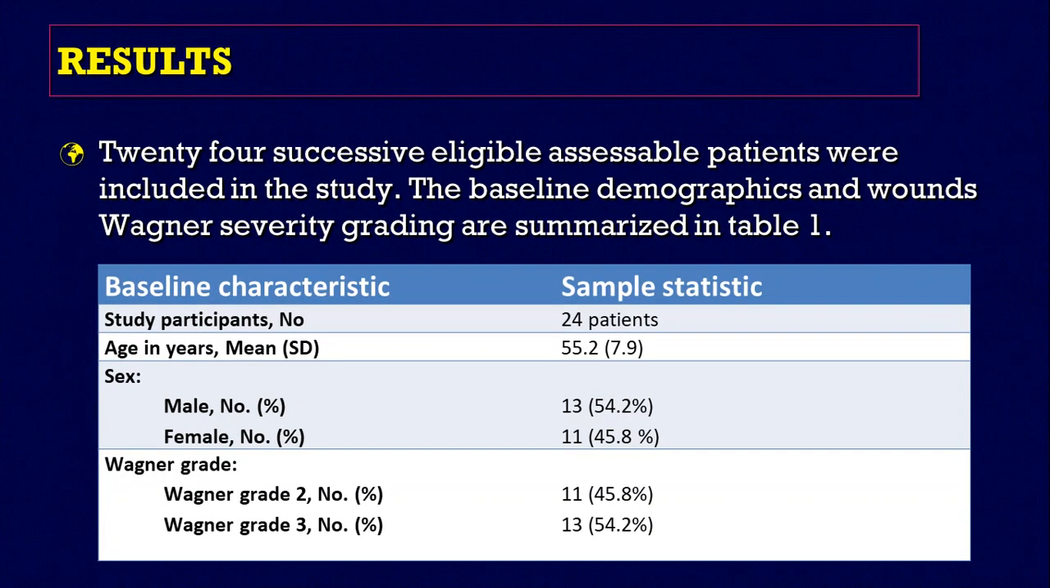Here are the results. 24 successive eligible accessible patients were included in the study. The baseline demographics and wounds Wagner severity grading are summarized in this table. 24 patients with the mean age 55.2 and standard deviation 7.9. 13 males and 11 females with Wagner grade 2, 11 patients, and Wagner grade 3, 13 patients.